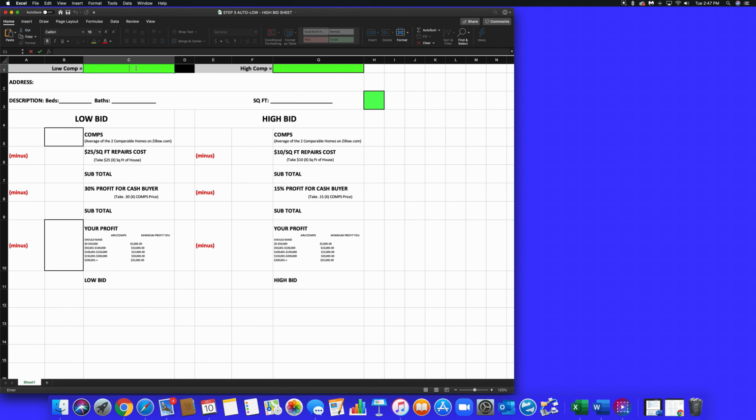So let's say we have a low comp, not a low bid, a low comp of 80,000. Let's say we got a high bid of 120,000. So that makes it a $100,000 comp. What we did was we took the low comp and the high comp, took the average, and that's where we got our comp. Then in order to do the rest of the math to where it works, we need to enter the square footage. Then the rest of the math will work.